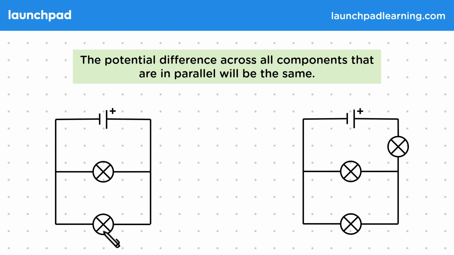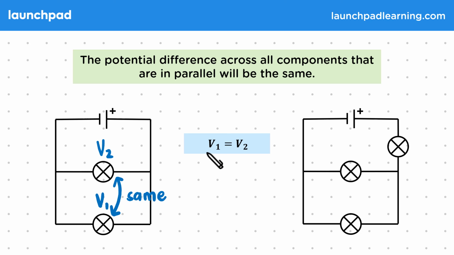Well, let's suppose this bottom lamp has a potential difference of V1, and the middle one has a potential difference of V2. Then, because the lamps are parallel and they are the only components on these branches, these potential differences must be the same. In other words, V1 equals V2. You don't need to understand why this happens with parallel components, but it's a very important rule you need to make use of in problems.